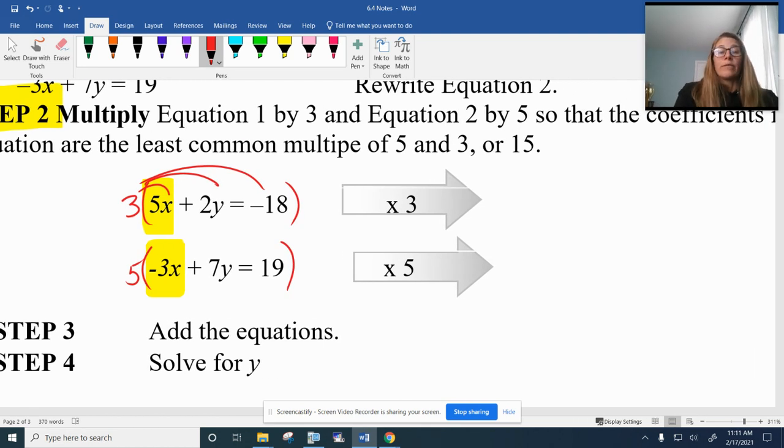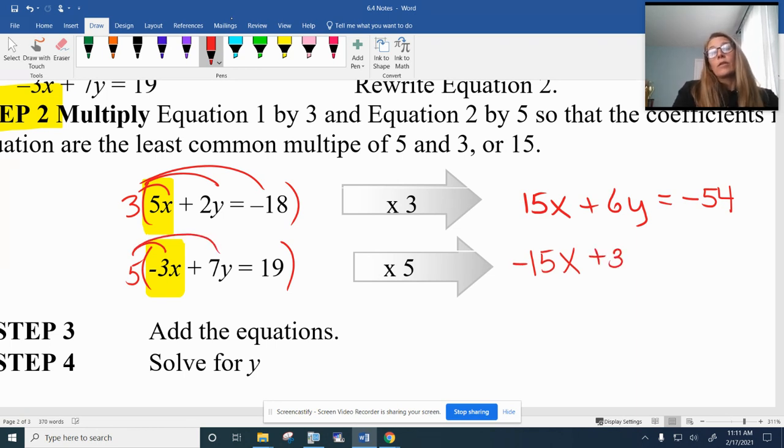So 3 times 5 is 15x. 3 times 2 will give me 6y. And 3 times negative 18 is going to give me negative 54. The second equation, 5 times negative 3 is negative 15x. 5 times 7, 35y. And 5 times 19 is 95.